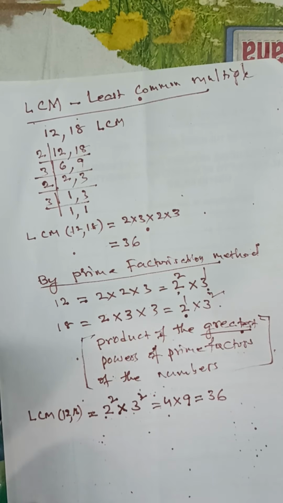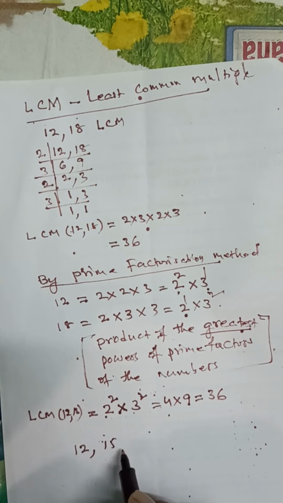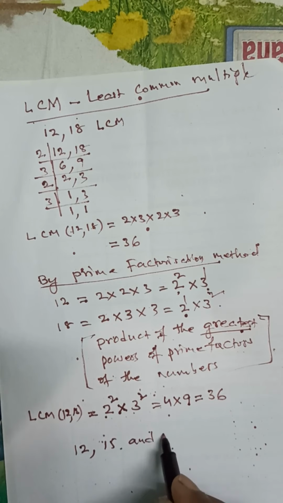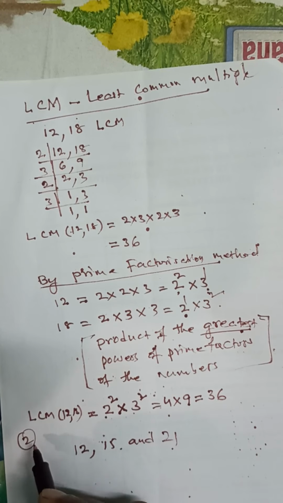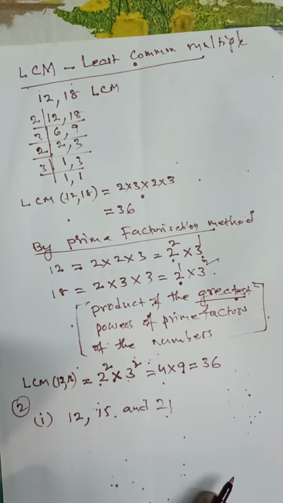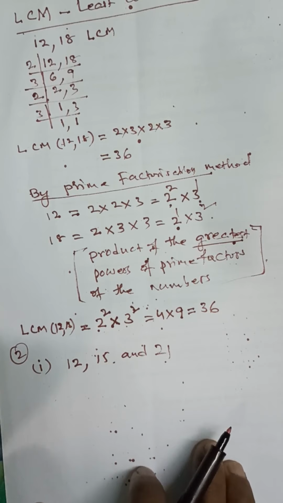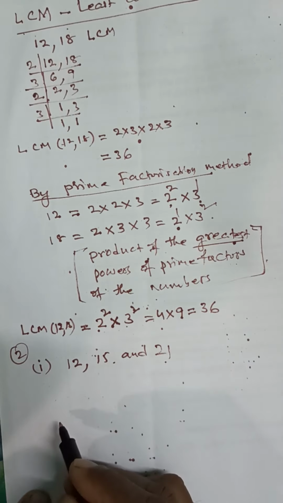Now suppose 3 numbers are given: 12, 15, 21. From exercise 1.2, the first problem in the second bit is 12, 15 and 21. How do we find the LCM of these 3 given numbers by the prime factorization method?